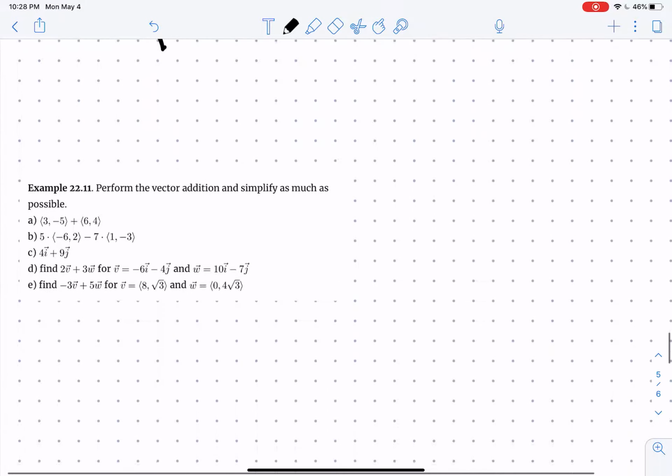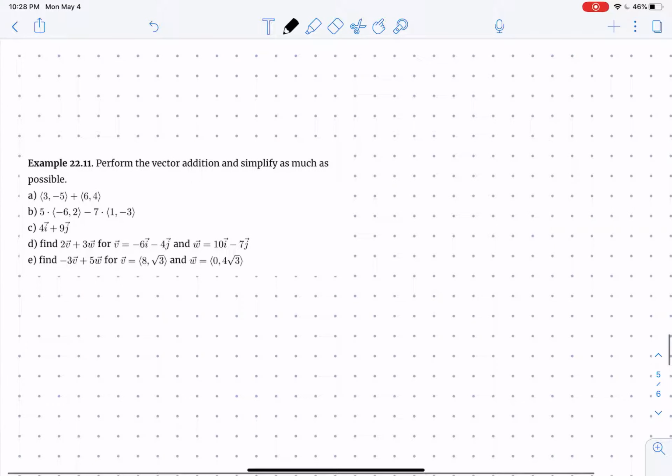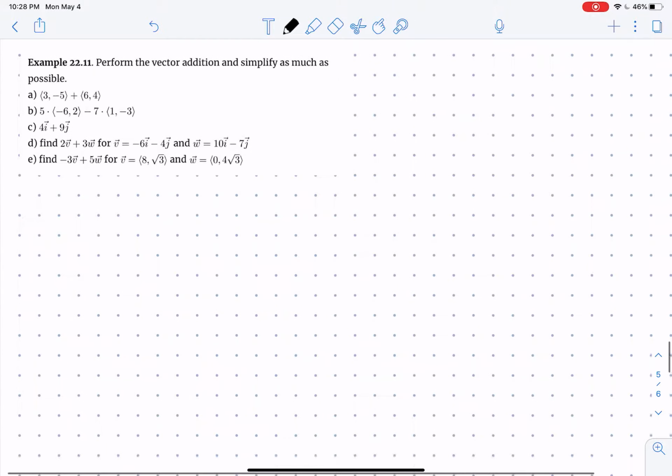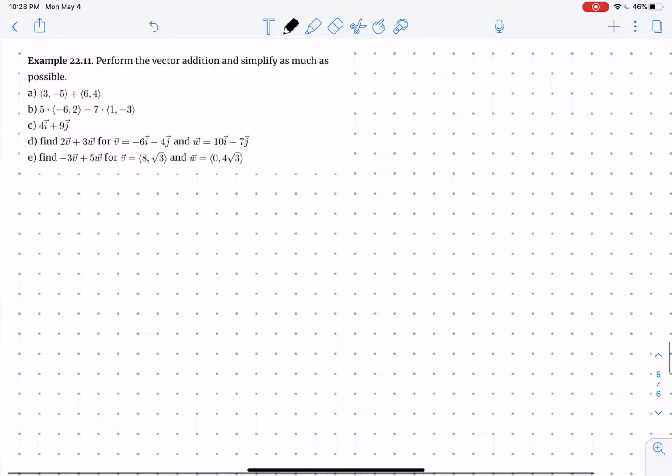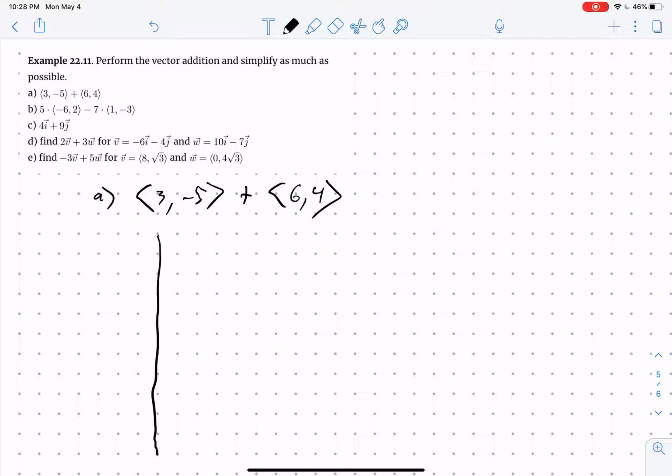So they say perform the vector addition and simplify as much as possible. This is example 22.11. And part A is (3, -5) plus (6, 4). That's what we're after here. So this is A, (3, -5) plus (6, 4). Let's go ahead and give ourselves coordinate axes here.